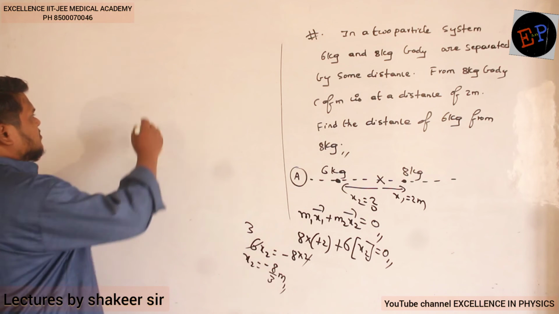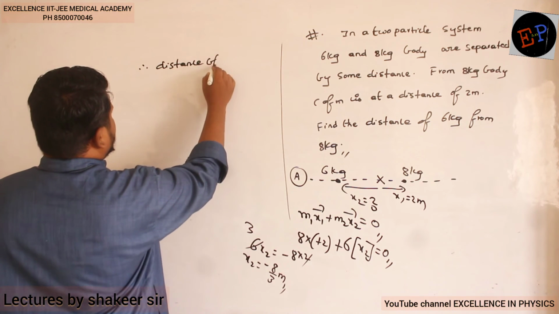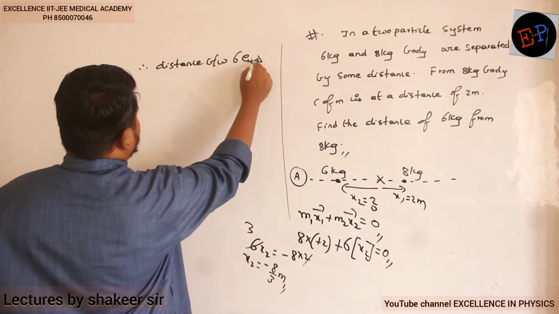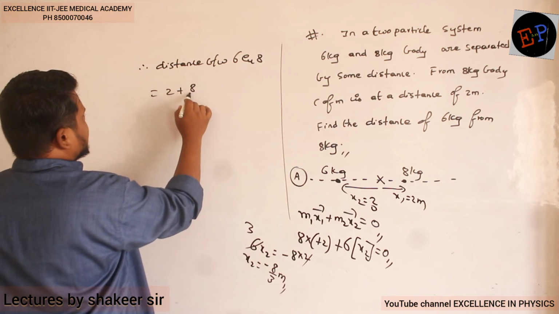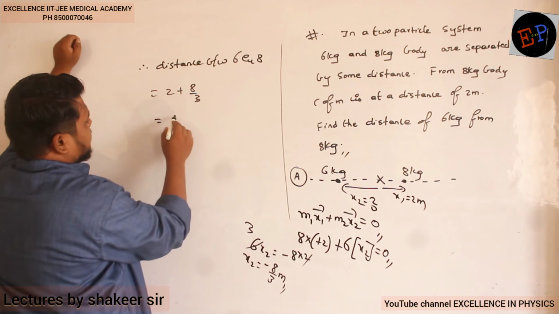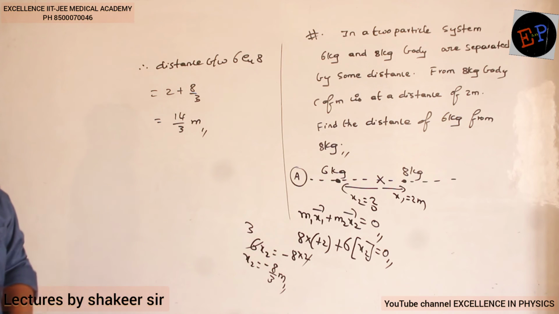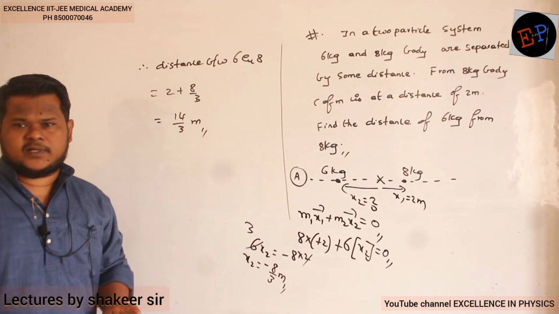So the distance between 6 and 8 is 2 plus 8 by 3. 6 plus 8, 14. 14 by 3 meters. That is our answer. Is it clear how we have calculated?